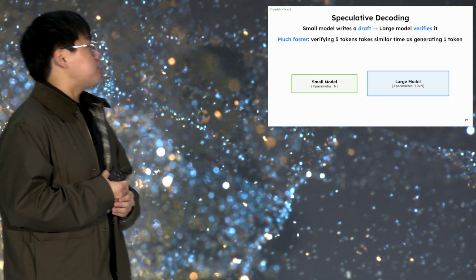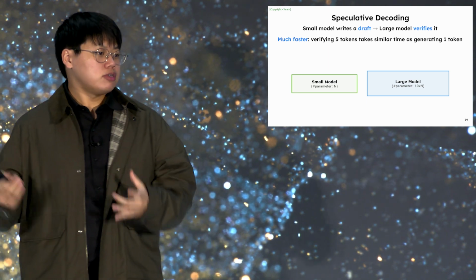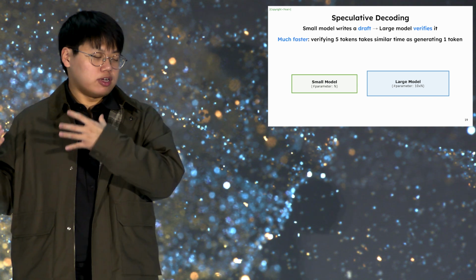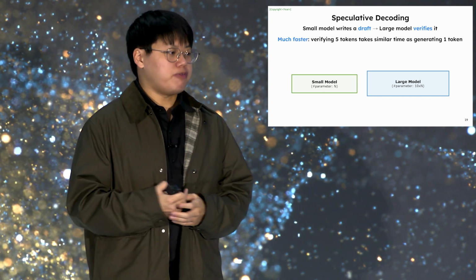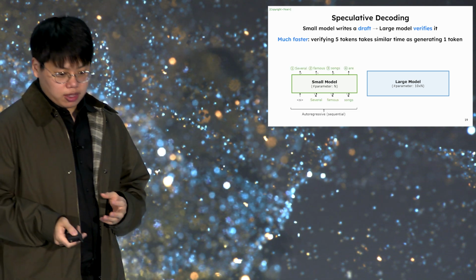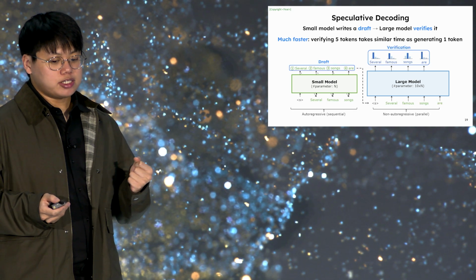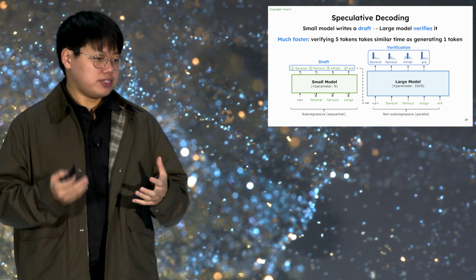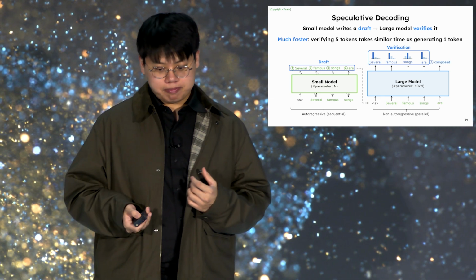And vLLM also supports speculative decoding, which is the idea of using a small model to generate a proposal with multiple tokens and letting the large original model verify it. This accelerates the inference process because verifying multiple tokens at once is actually much faster than generating these tokens one by one auto-regressively.